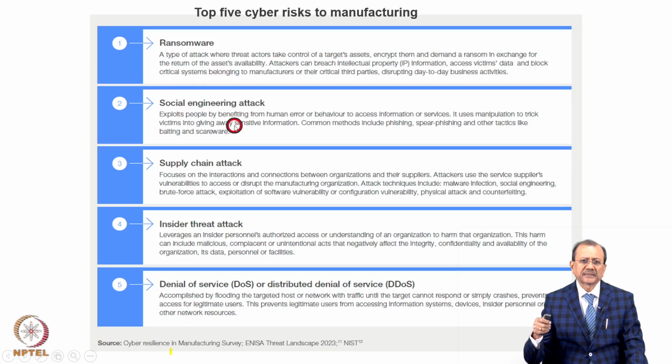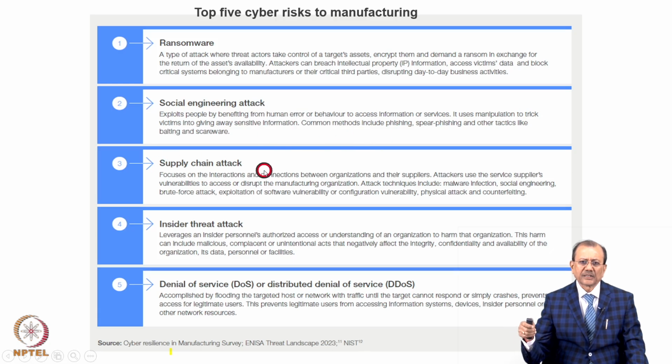Social engineering attacks exploit people. This is also a very common way of attacking, where the attackers make use of the behavior of some people. They try to convince some internal staff, take advantage of that, and try to gain facilities or access to enterprise or organization systems.